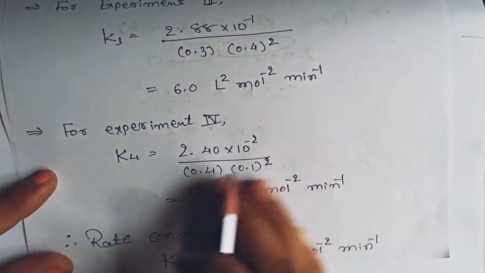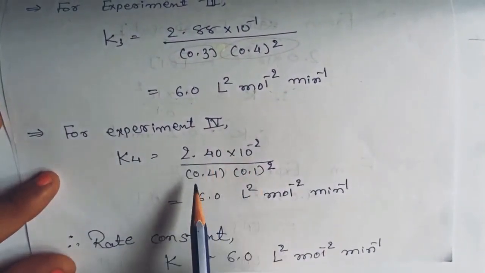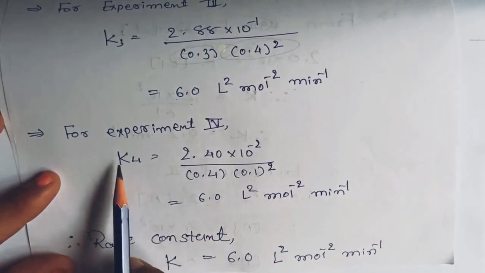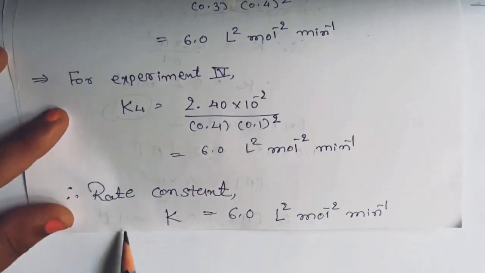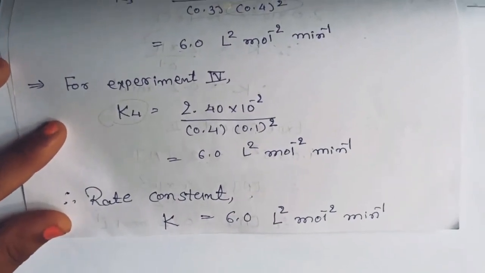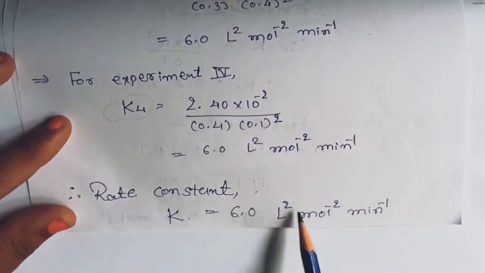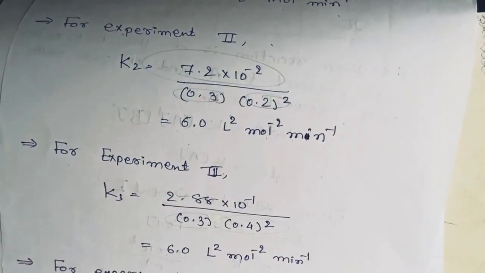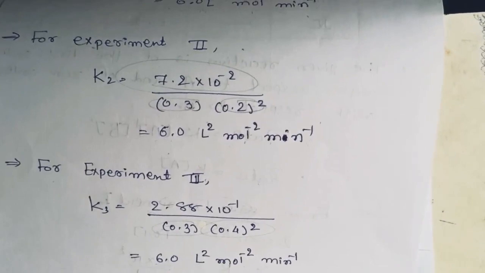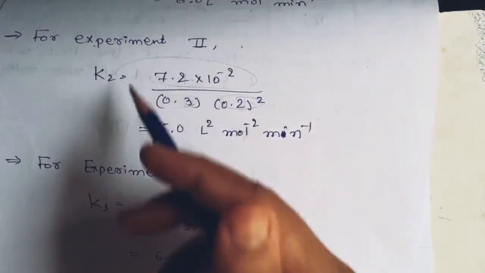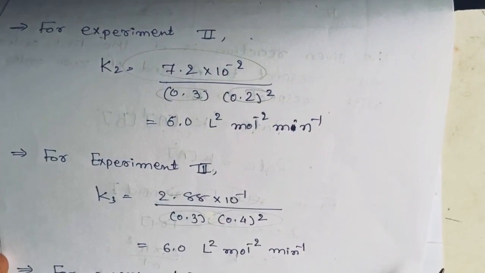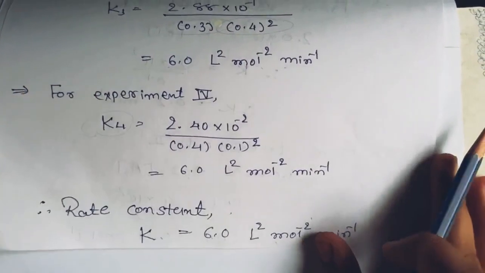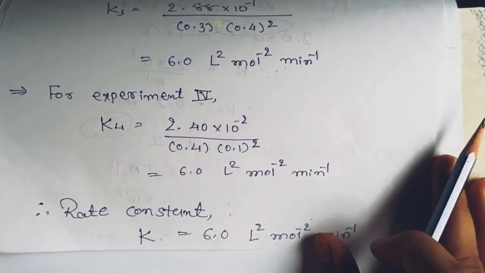Similarly for experiment 4, if you replace the value of rate, concentration of A and B, you will get 6, right? The value for the rate constant is 6. So you can say that the rate constant for this overall reaction is K equal to 6 liter square mole minus 2 minute inverse, right? Here the value is constant, so you can write it directly. Otherwise you have to take an average of these for the rate constant, right? And thus you can find the rate constant for this reaction.